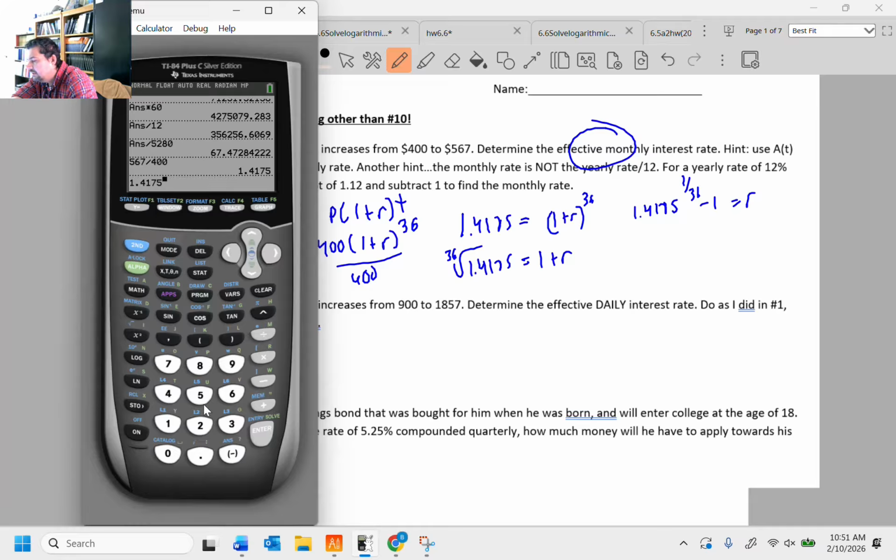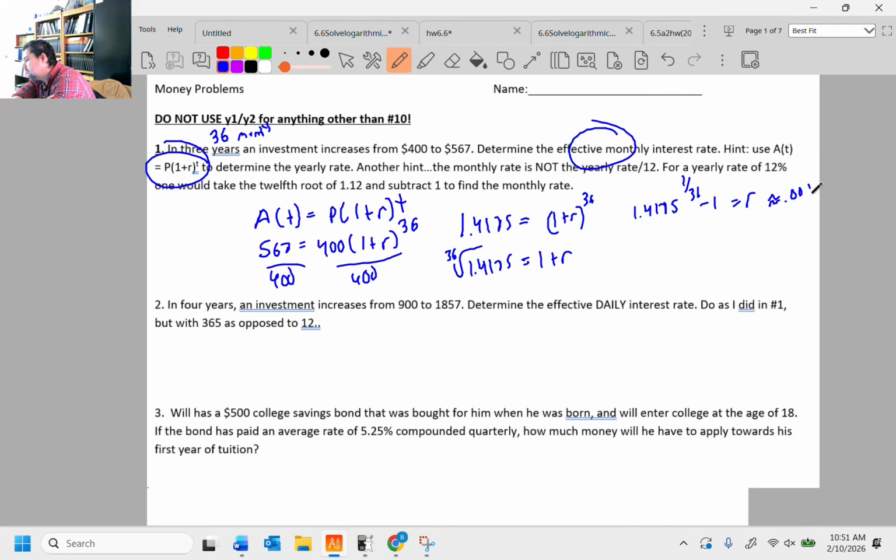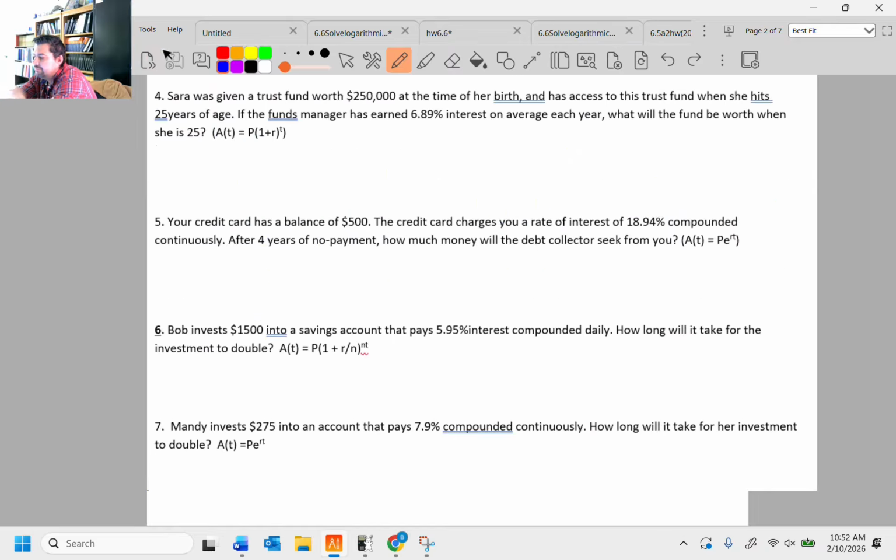1.4175 to the 1/36th power, and then take away 1. And so it's 0.0097. As a percentage, that's 0.97%. And again, this was per month. All right. Next one.